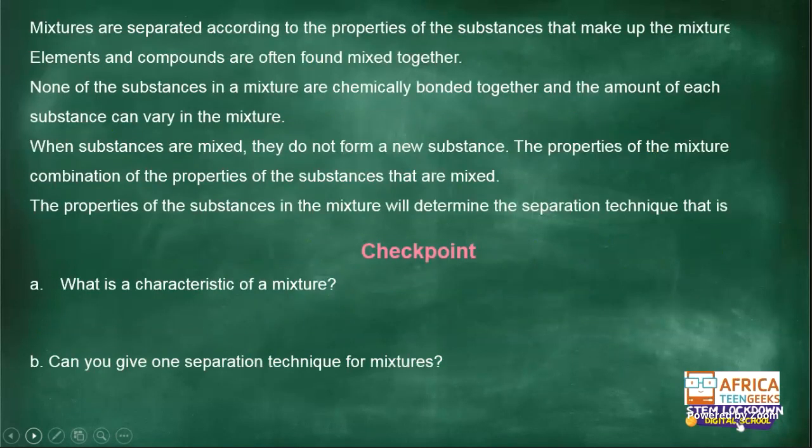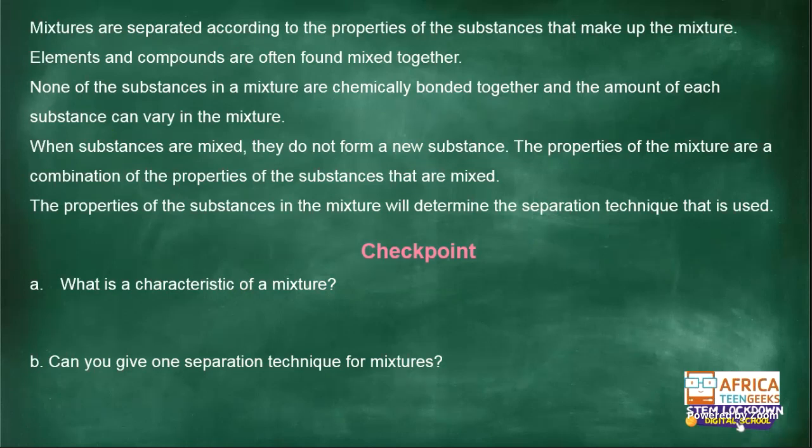So that's why it causes it to move at different rates. Now, mixtures are separated according to the properties of substances that make up the mixture. Like you have elements and compounds are often found mixed together. Now, none of the substances in a mixture are chemically bonded together, and the amount of each substance can vary in the mixture.